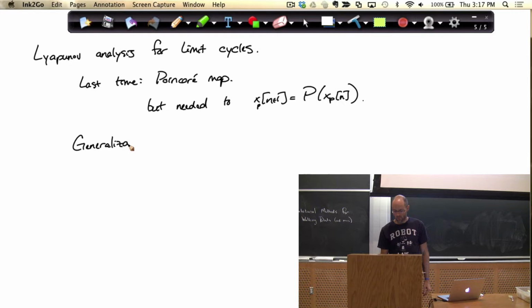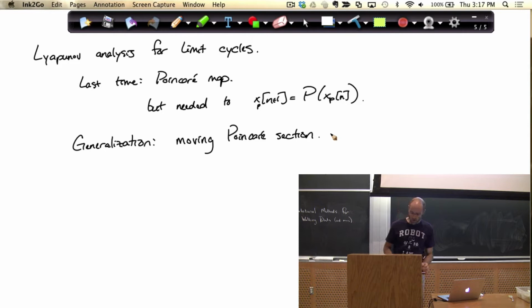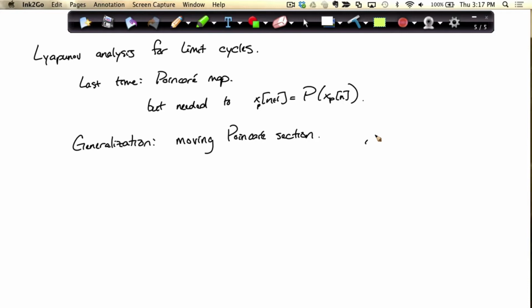All right, the generalization is basically the idea of a moving Poincaré section. So the picture I'd like you to have in your head is that before we had a cycle, and we picked a Poincaré section, and we just made sure that we were going through the section at all times, right? Now we're going to make a new construction, which is some section that potentially is defined along the entire trajectory. Okay, so we're going to have a moving section.